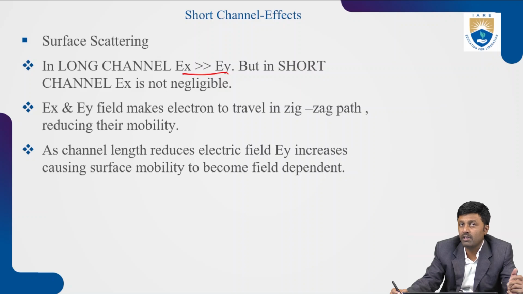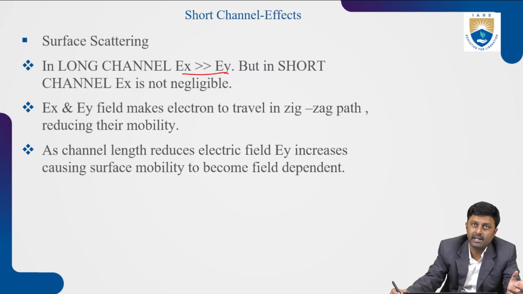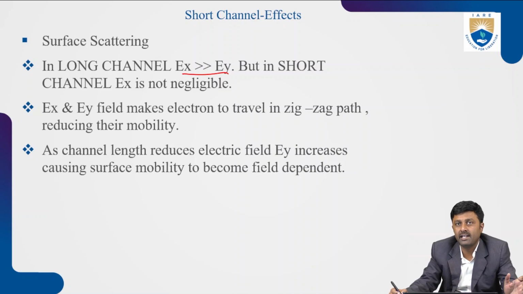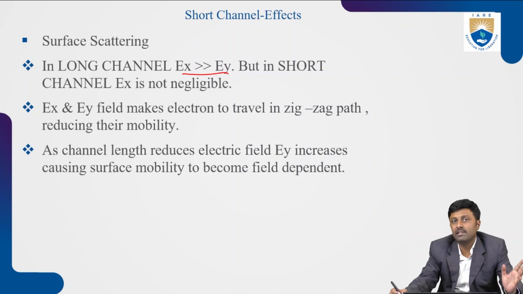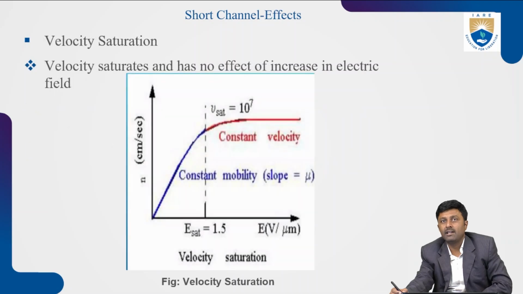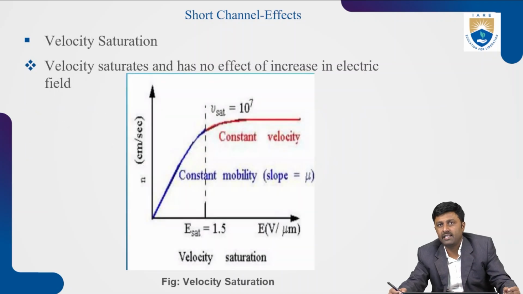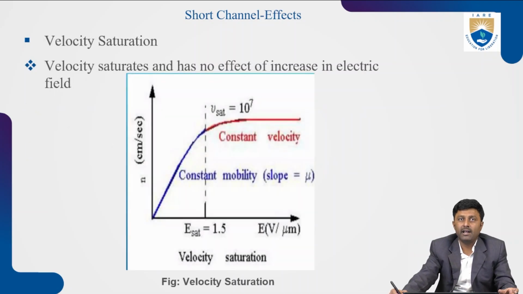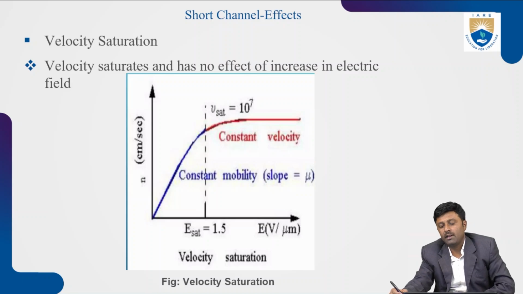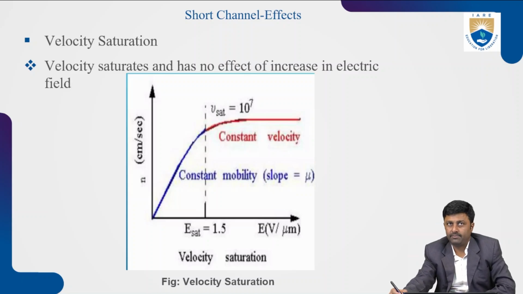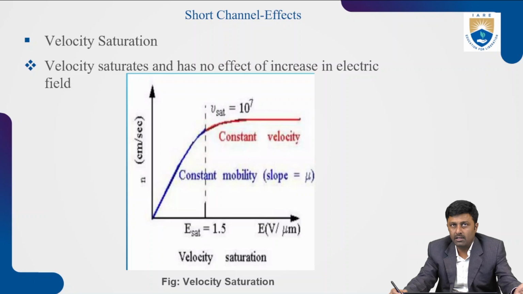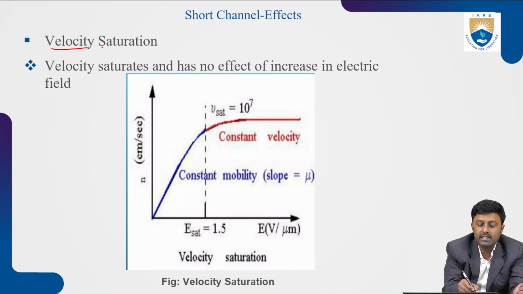For the long channel, EX is always much greater than EY, but for small channels it is negligible. So the EX and EY fields make electrons travel in a zigzag position. These are the problems faced by the MOSFET because of short channel effects. Then the third short channel effect we'll discuss is velocity saturation.